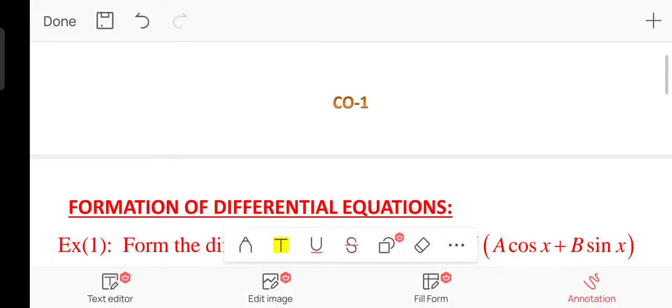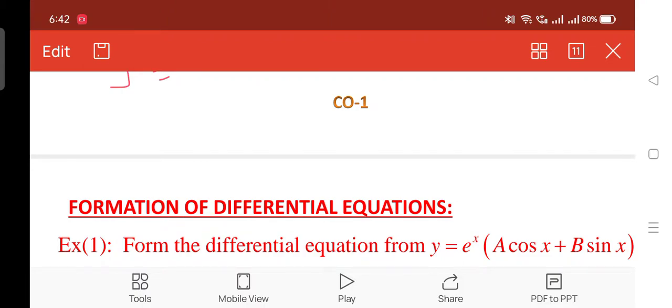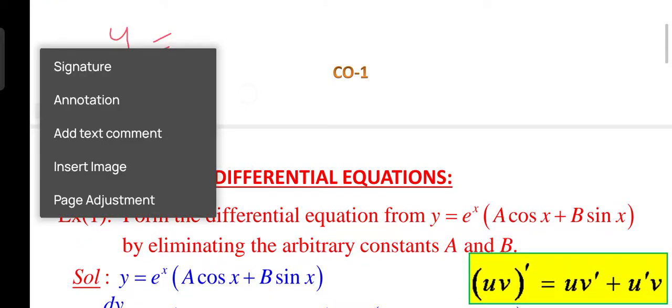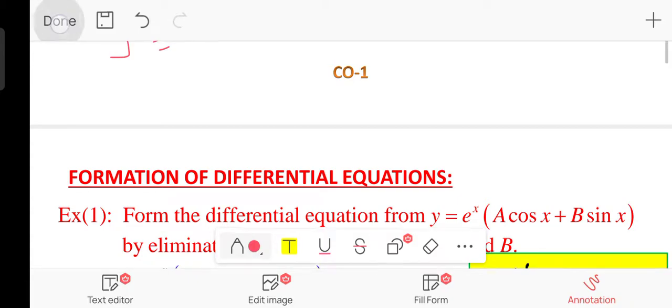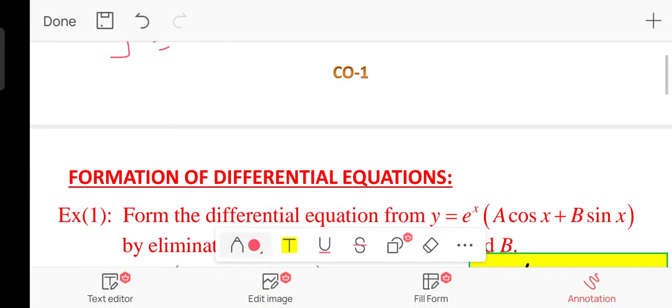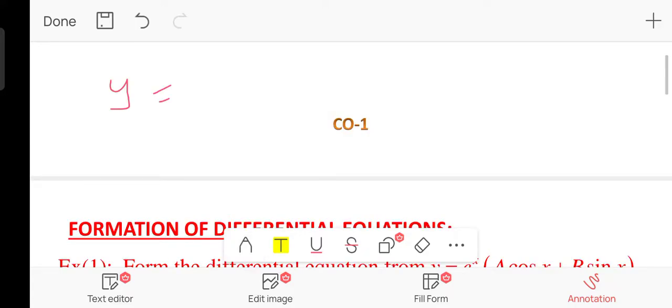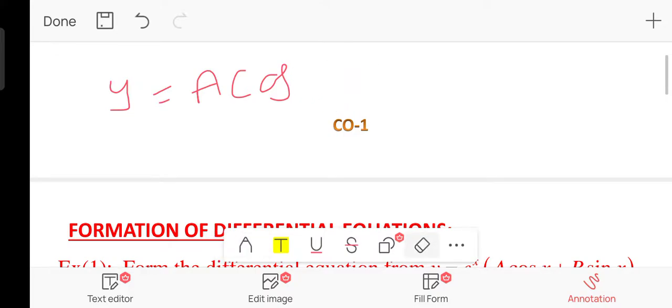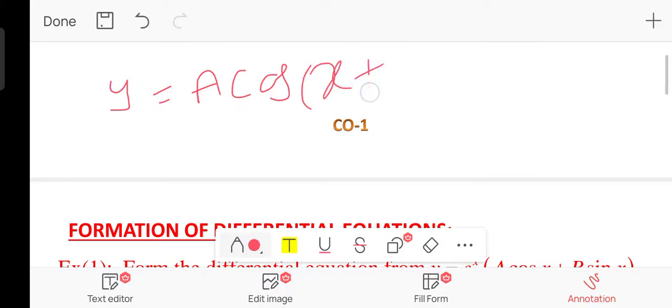If the solution is like this, y equal to a cos x plus b. Take a cos x plus capital B.